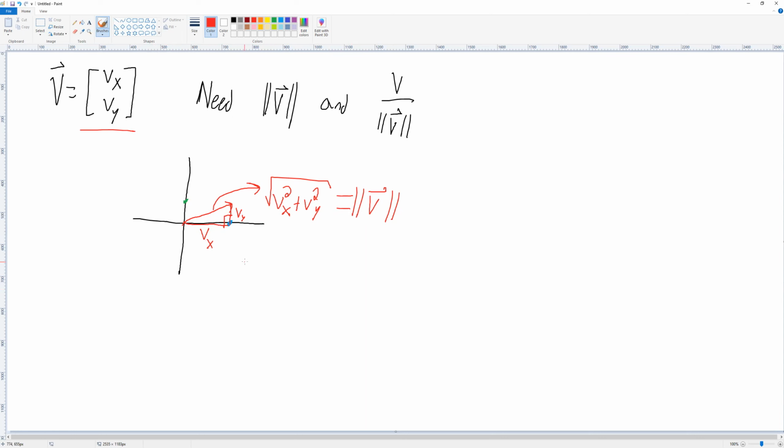One thing I want to point out here is that I can translate this vector anywhere on that coordinate plane. I could have drawn this vector right here, and as long as it's the same length and points in the exact same direction, it's the same vector, right? Because a vector is fully specified by its magnitude and direction. And then the direction is just given by this divided by this.